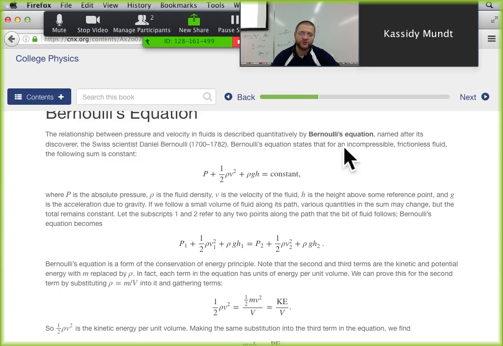Now again, this is for an incompressible fluid. There's also going to be no friction. That's what would take energy out of the system, friction. So it's going to be a frictionless fluid.